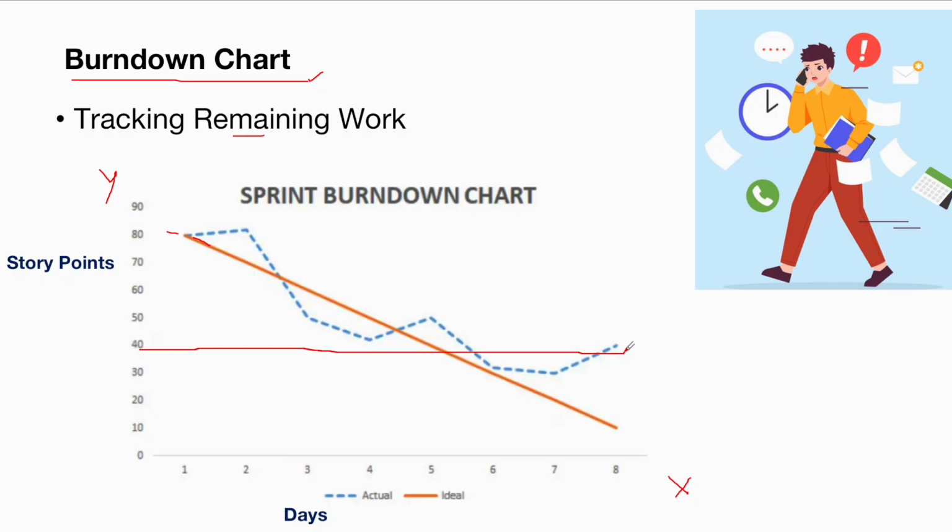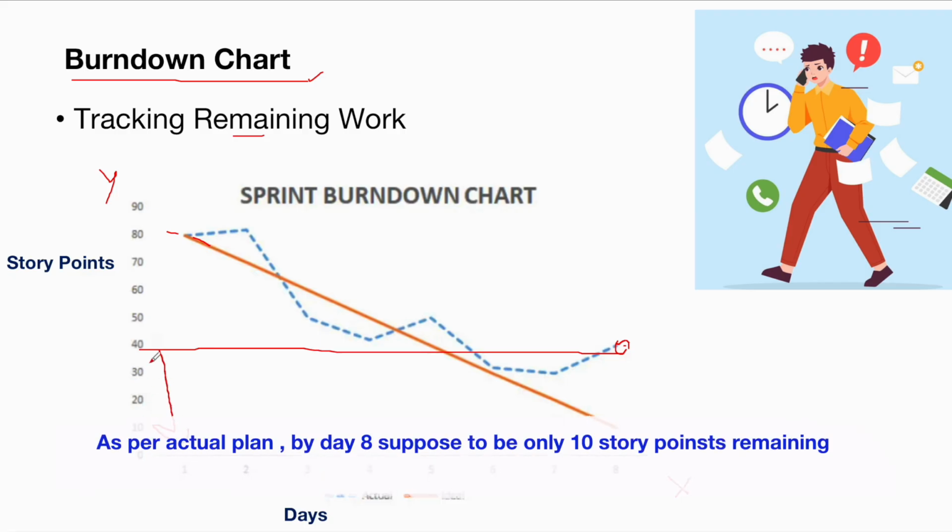In the end, you have only reached the end of day 8. There are still 40 points. It means by the end of day 8 only 40 story points are completed. You are lagging behind here. You need to complete the remaining 40 story points, but as per the plan, it should be 10 story points. It means you are lagging behind by 30 story points based on your plan.